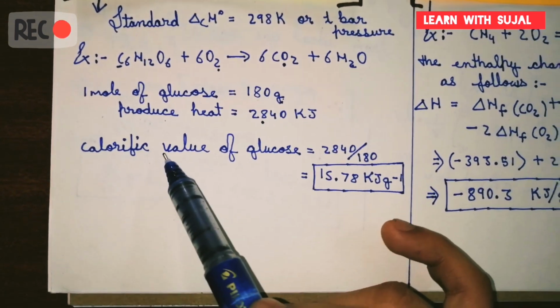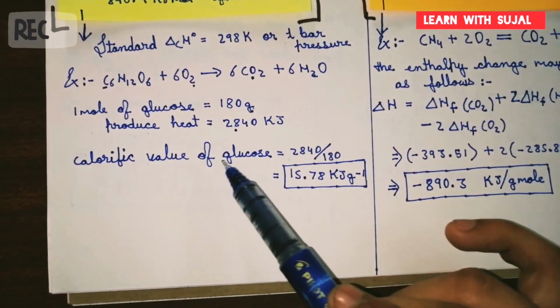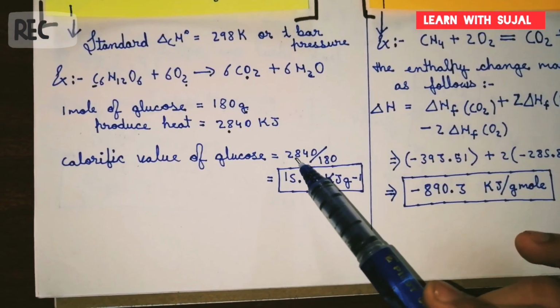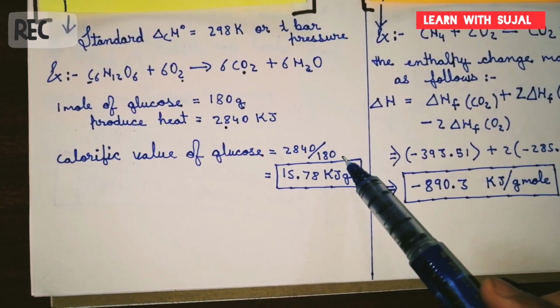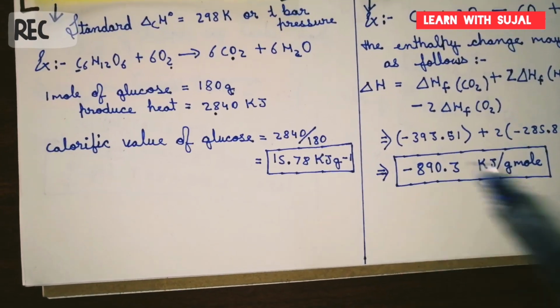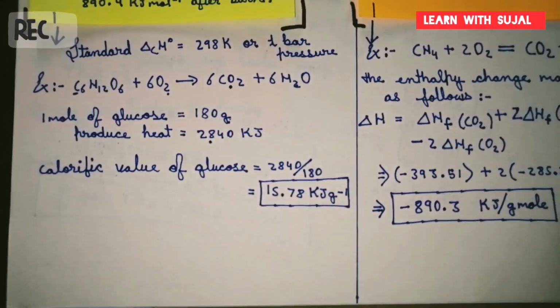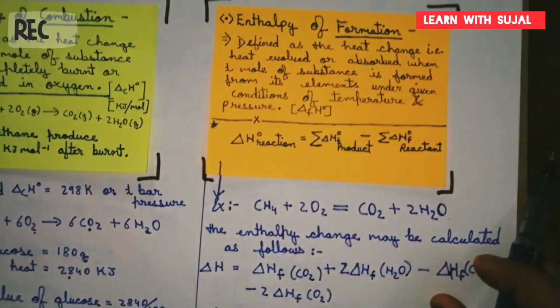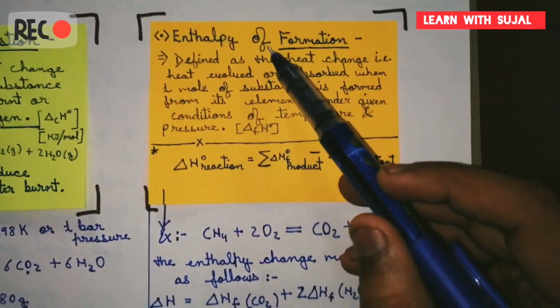So the calorific value of glucose is 2840 upon 180, which is equal to 15.78 kilojoules per gram.